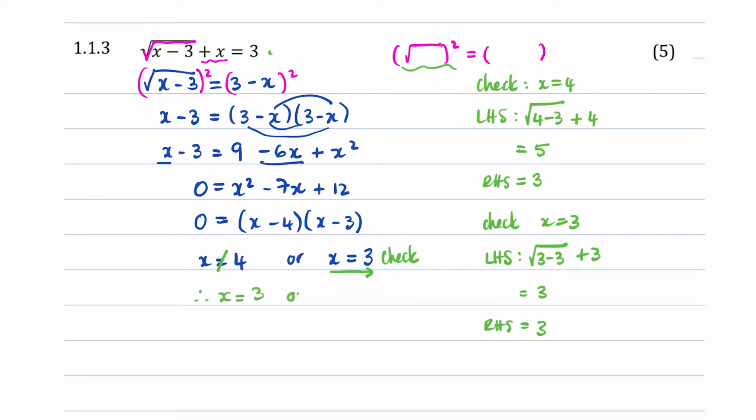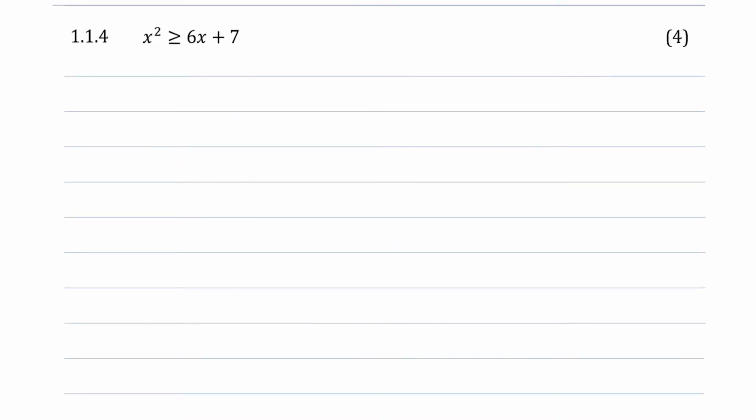X equals 3 only. Your marks are allocated here for correctly isolating the square root and then for correctly squaring both sides. Then you're looking at your standard form with your factors, and you must discard your solution. You must check that you've only got one solution here. There's your 5 marks.